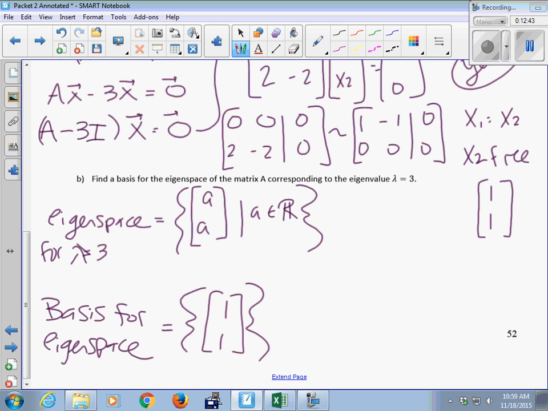There are infinite choices for the basis, yes. But each basis, no matter if you picked (2, 2) and I picked (1, 1), and anyone else picked (4, 4), we could all pick a different basis. There are infinite choices, but every choice has only one vector in it. Okay.